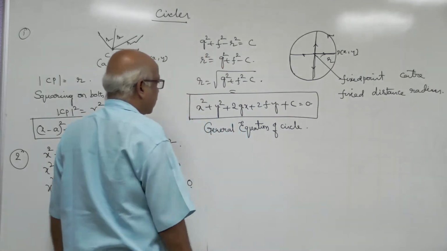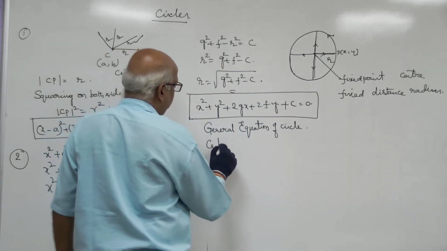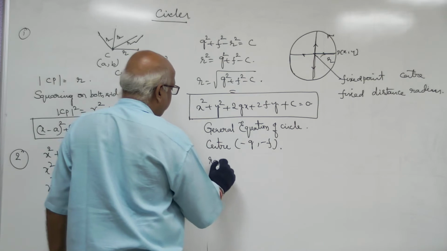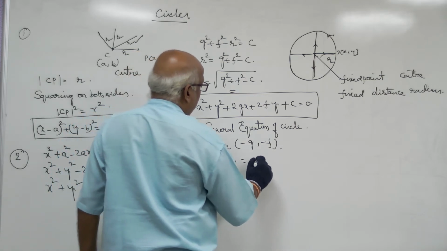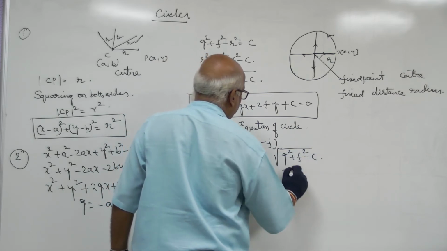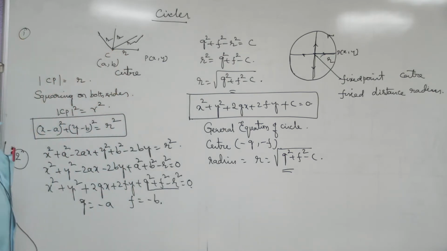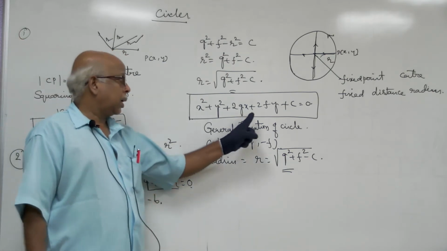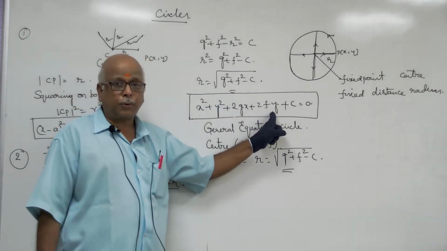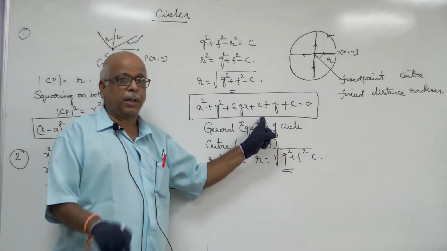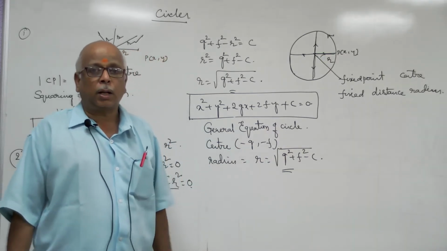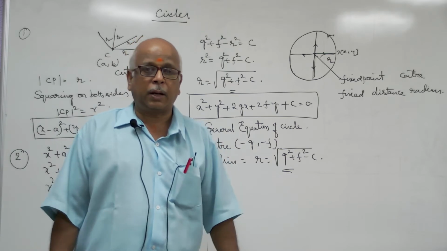General equation of the circle: its center coordinates are (minus g, minus f). Radius r equals the root of g square plus f square minus c. How to obtain the g value, f value, c value? Here the x coefficient is 2g, half of that will be g. The y coefficient is 2f, half of that will be f. The constant term is c. So r equals how much, sir? The root of g square plus f square minus c.